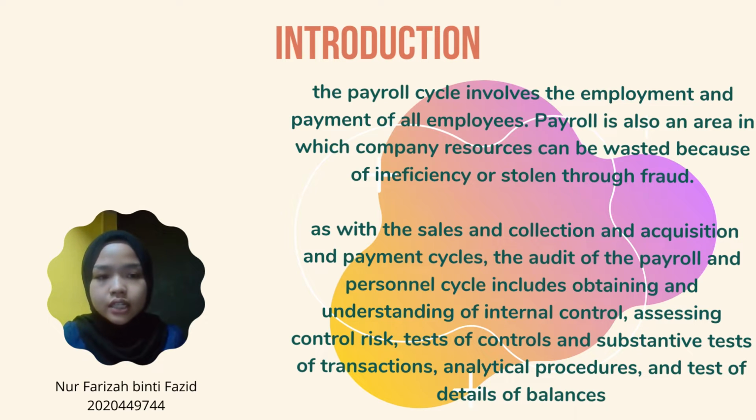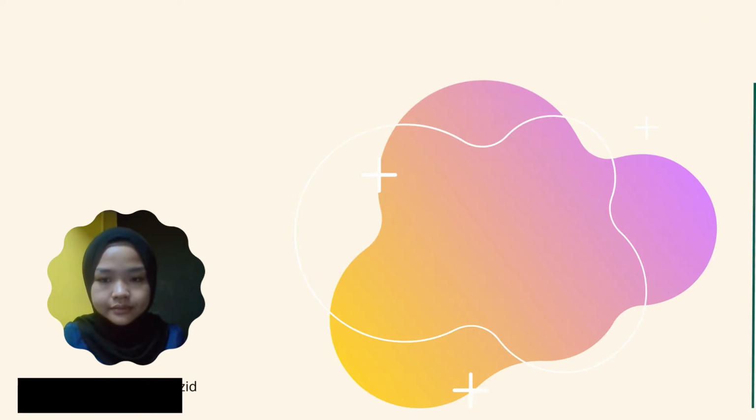As with the sales and collection and acquisition and payment cycles, the audit of the payroll and personnel cycle includes obtaining an understanding of internal control, assessing control risks, tests of controls, and substantive tests of transactions, analytical procedures, and tests of details of balances.